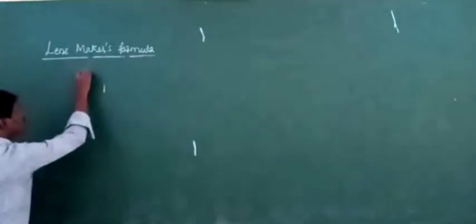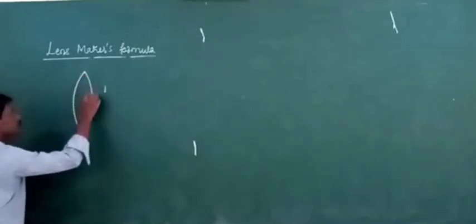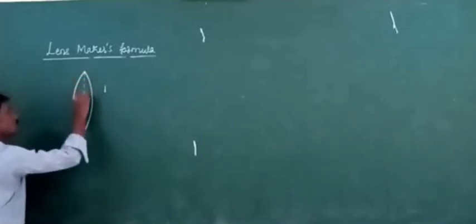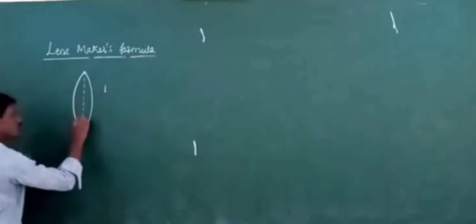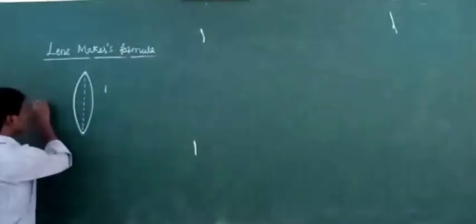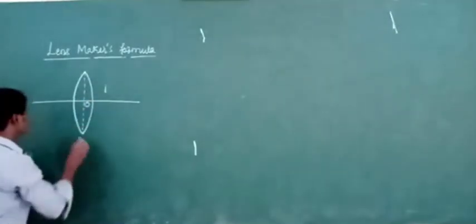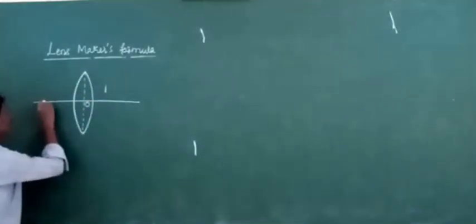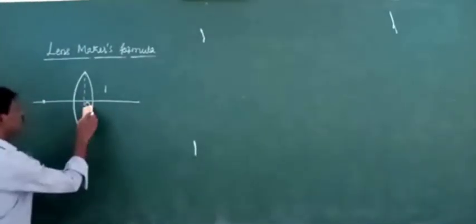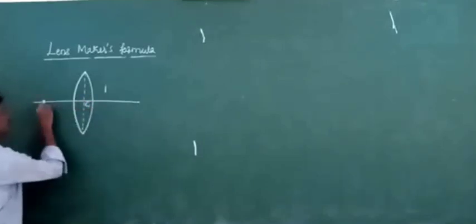Now let us consider a convex lens. It is a convex lens. Two plano-convex lenses are joined together to form the biconvex lens. Next, principal axis, optical center. Then let us consider there is an object. This object is placed on the principal axis. I will take this optical center as C, and I will take this object as O.